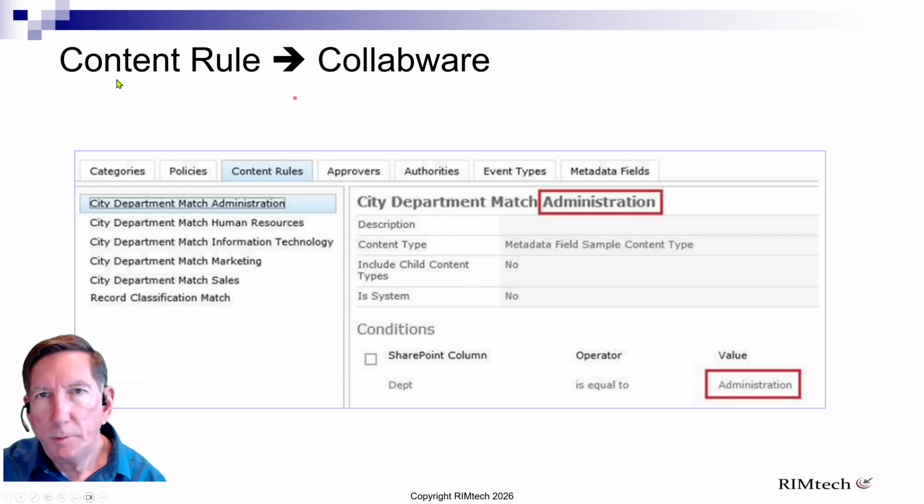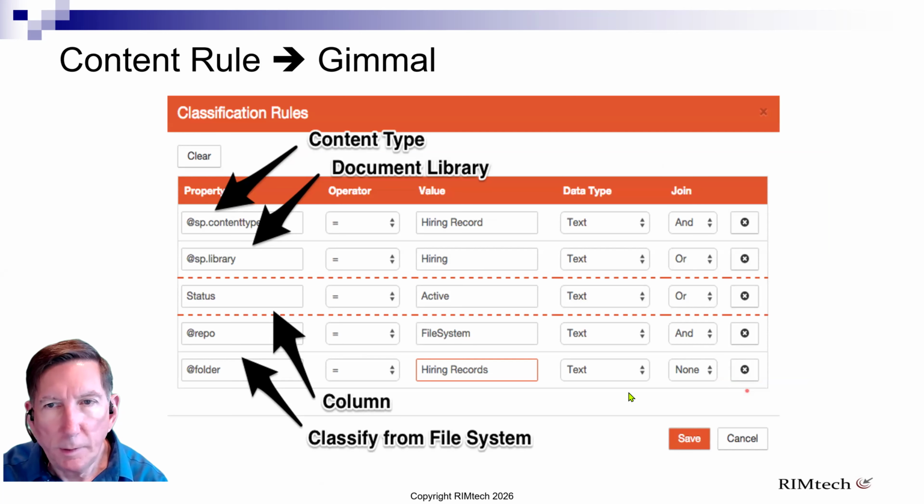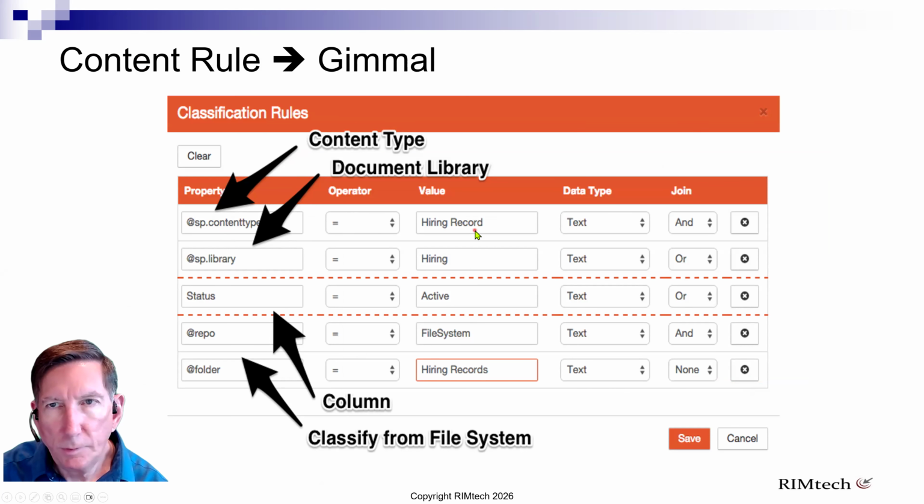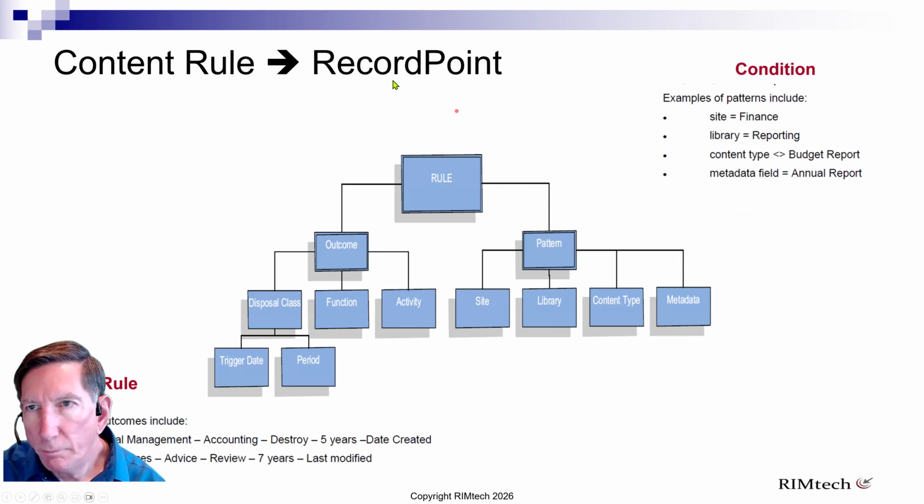Here's an example from Collabware. This is a tab right here called Content Rules, and you'll notice the pattern here. We have column, department, operator, equals, value, administration. That's the condition. And to that, you bolt a retention rule. Here's an example from Gimmal. You see the same style here. You have a property, which is a metadata column, equals value, and then you assign a retention rule to it. Here's an example from RecordPoint from Australia. They have it in the opposite direction.